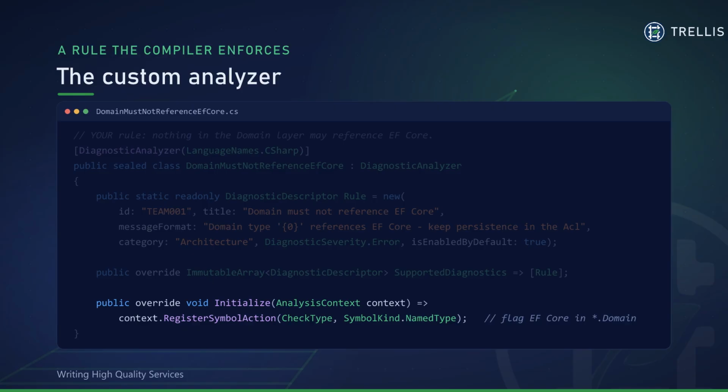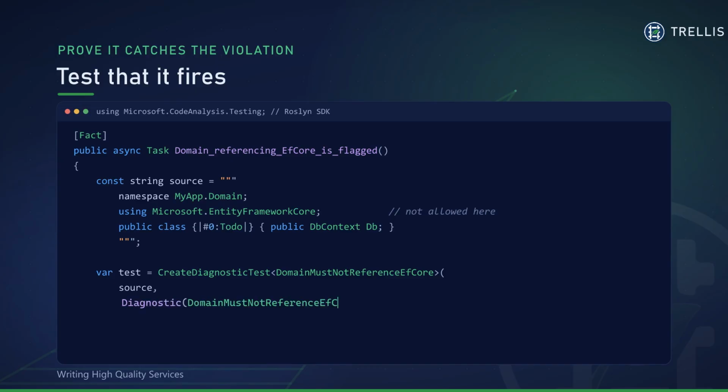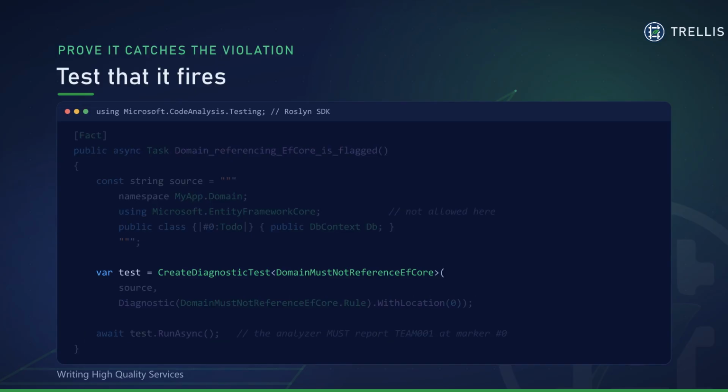enforces for everyone, forever. Now we test it with the Roslyn testing SDK, a Microsoft package, not Trellis. We hand it a snippet of source, a domain type that imports Entity Framework and holds a DbContext, exactly the thing we've forbidden. Notice that curly brace markup around the type name. That's how the SDK marks the exact span where we expect a diagnostic, location 0. Then we say, running this analyzer over that source should produce our TEAM001 rule at location 0. Run it. If the analyzer correctly flags the violation, the test is green. This is how you prove your guardrail actually catches the thing it's supposed to catch.